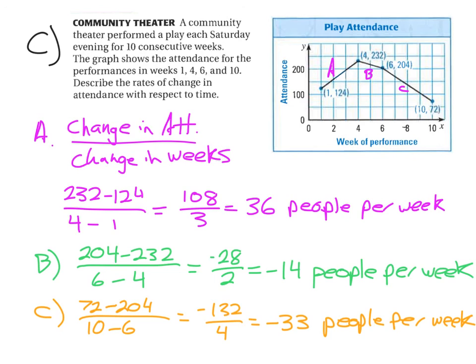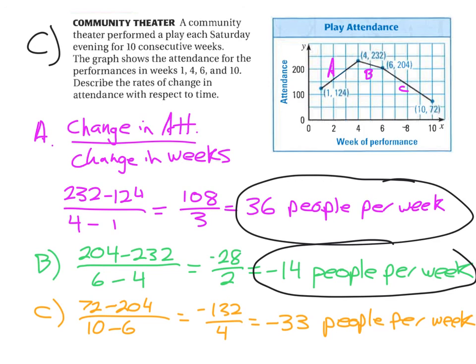And that makes sense because when we had negative 14, we were going down a little bit, but when we had negative 33, see our graph is going down even steeper. So there we have our rate of change for each of those parts of the graph.